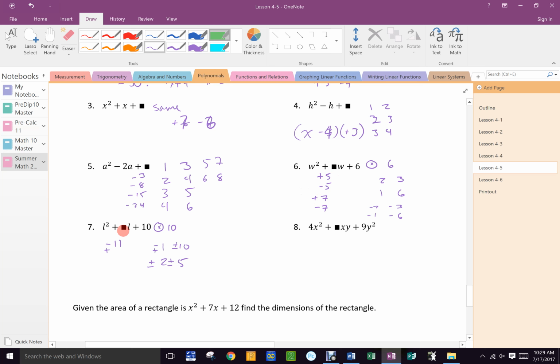So what's the other number that can go here? 7, plus or minus 7. What about this one? Ooh, that one's kind of tricky. But there's something there that should be making you go, oh, I know something about that. What do you notice about that and that?